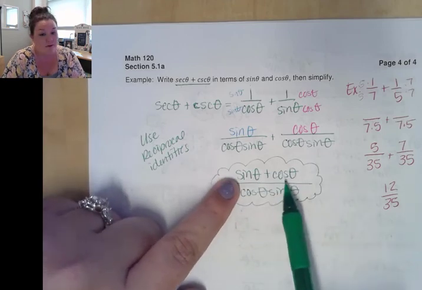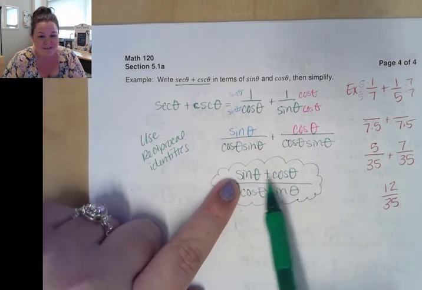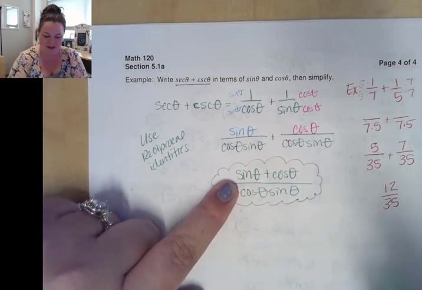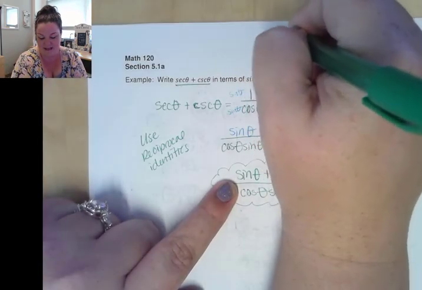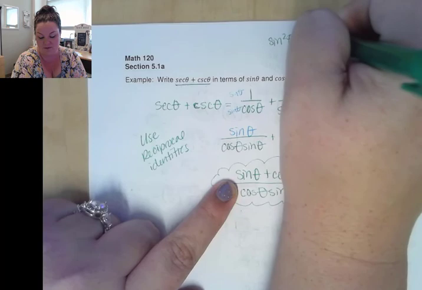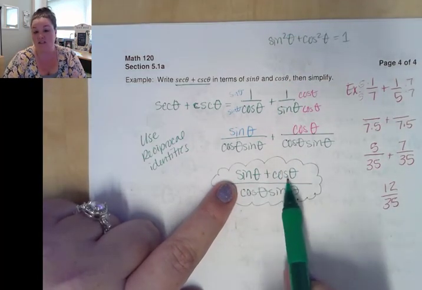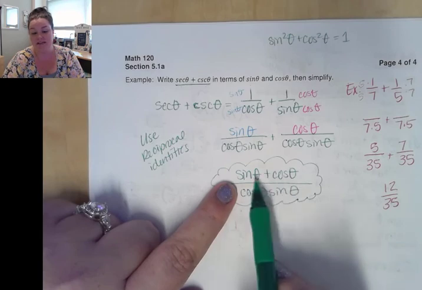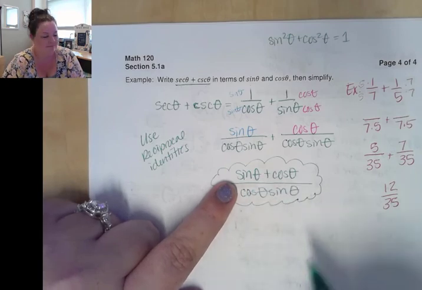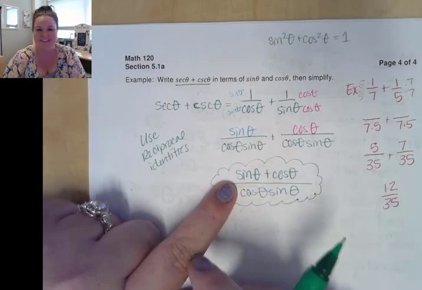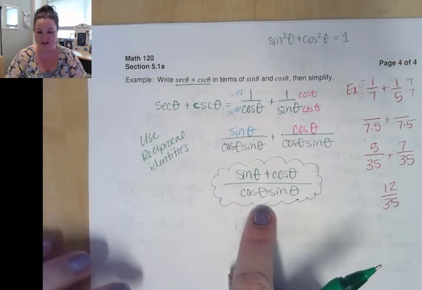This one almost looks like something I could replace, right? Because we have that property that says that sine squared plus cosine squared equals 1, right? But in this case, these are not squared terms. So I can't replace that with 1. Okay, so this is just as far as we can go.